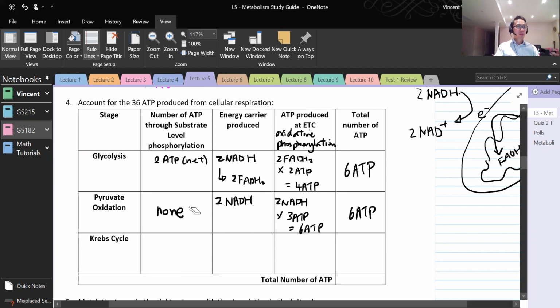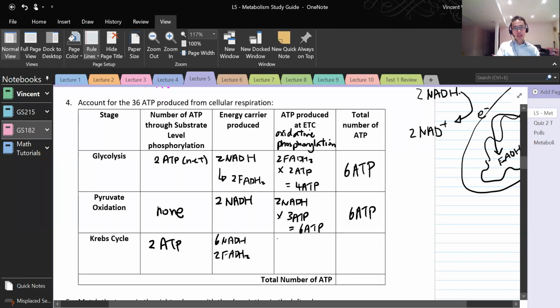Yeah, Aurora said 2, Tyler said 1. Yeah, 1 per spin, but 2 per glucose, right? Okay, and we're talking about per glucose here. So that's 2 ATP. And energy carriers, we have a bunch of energy carriers: 6 NADH and 2 FADH2.